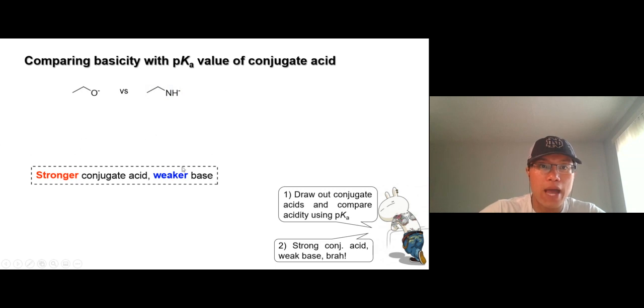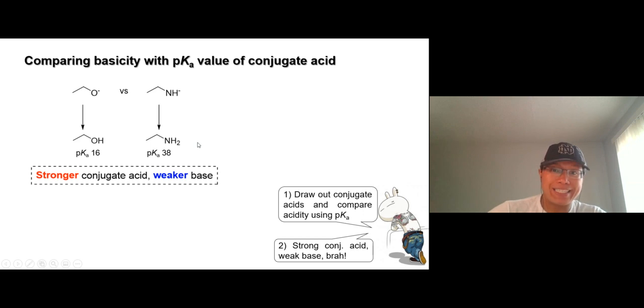Let's try one more time. I have an ethoxide ion and an amide ion. Which is the stronger base? Well, you're going to draw out the conjugate acids of these two to be an alcohol and an amine. Okay, we have an alcohol and an amine. Compare pKa. Who's more acidic? The pKa of alcohol is 16, and you know that. The pKa of ammonia is 38.